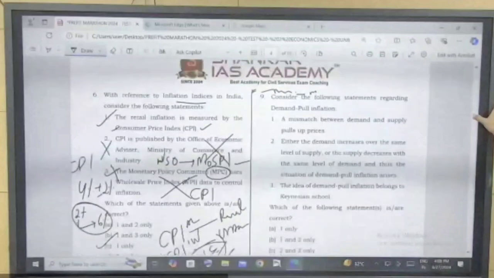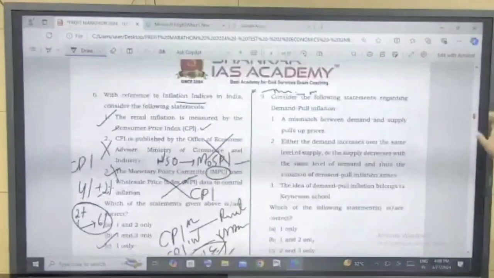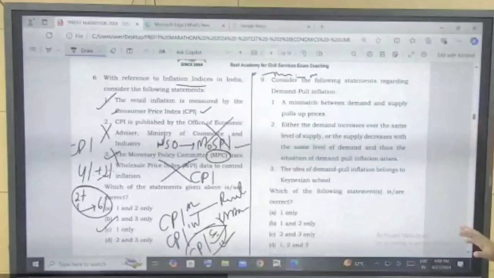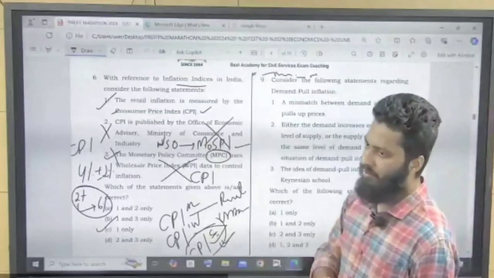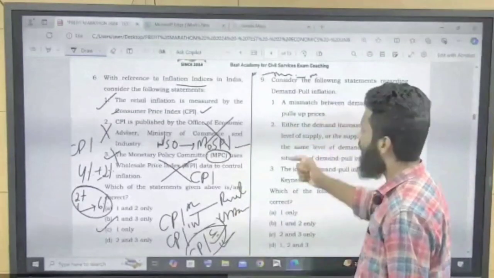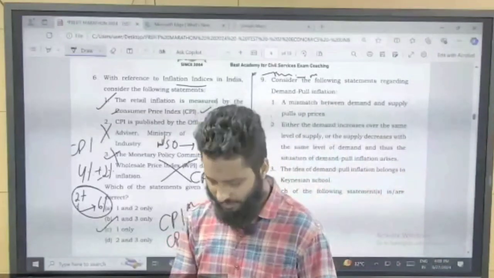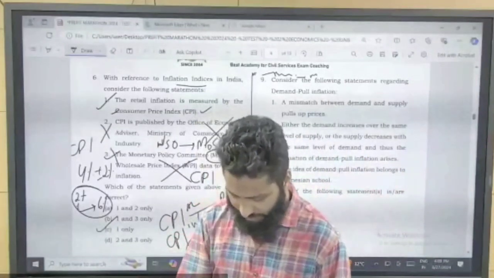Now come to question number 9. Consider the following statements regarding demand pull inflation. See, there are two types of inflation based on this concept: demand pull inflation and cost push inflation. First, we will see demand pull inflation.